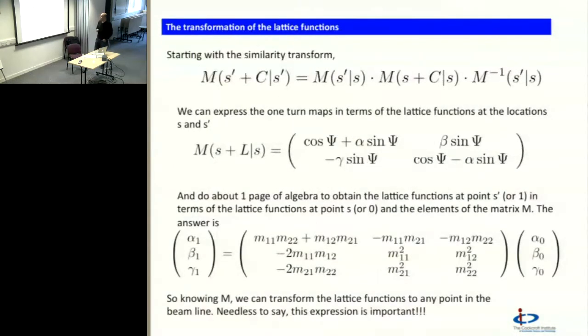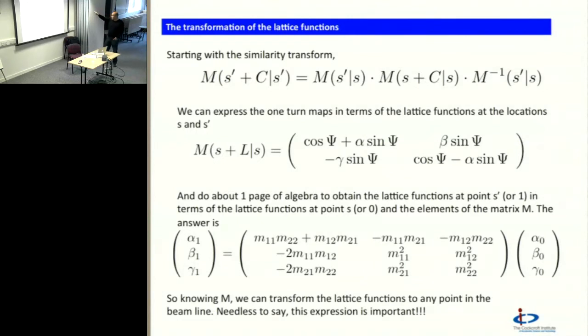So we start with a similarity transformation. We express the one-turn map in terms of the lattice functions at the 2 different locations. So this is the one-turn map at the location S, and there's a similar equation for the one-turn map at the location S prime, where all the quantities will be primed, alpha, beta, gamma, and then the phase is a phase ratio between the 2 points. Because I know this matrix, it's just the inverse, I know this matrix, which is on the previous slide, and we have this parameterized in terms of the prime lattice quantities.